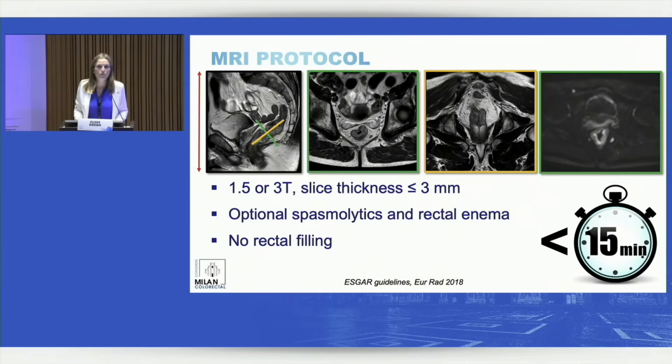And with that, we advise to do some diffusion-weighted images, which are mainly important in the restaging setting. But it's nice to have to compare before and after the neoadjuvant treatment. With these sequences, it's a very short protocol, actually. You are ready in 10 to 15 minutes. And it can be performed on every MRI scanner.